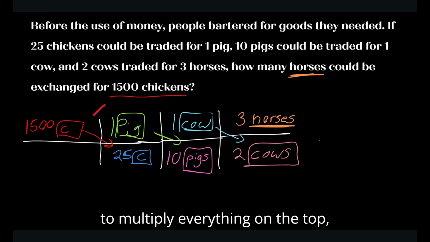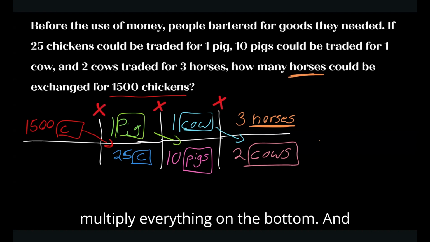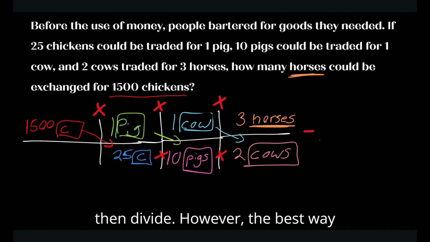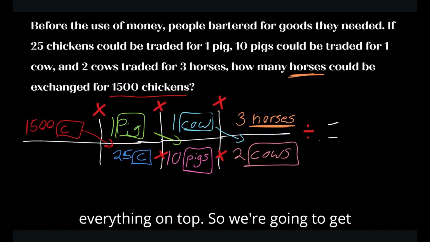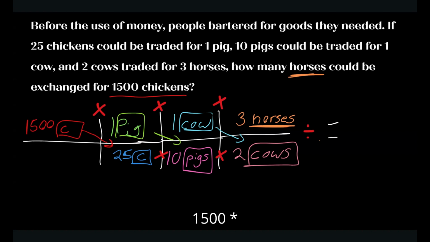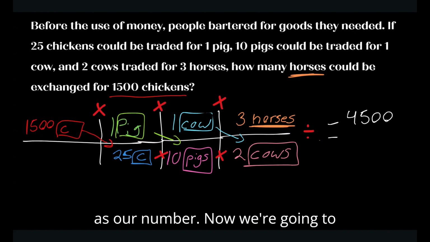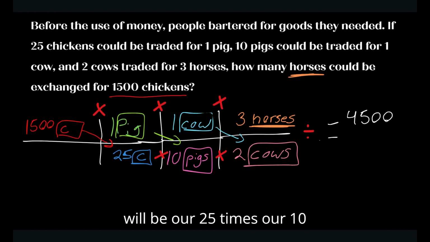We are going to multiply everything on the top, multiply everything on the bottom, and then divide. However, the best way to do this for a multi-step problem is that we're first going to multiply everything on top. So we are going to get 1,500 times 1 times 1 times 3, and that will provide us 4,500 as our number. Now we're going to multiply everything on the bottom, which will be our 25 times our 10 times 2, and that will be 500.